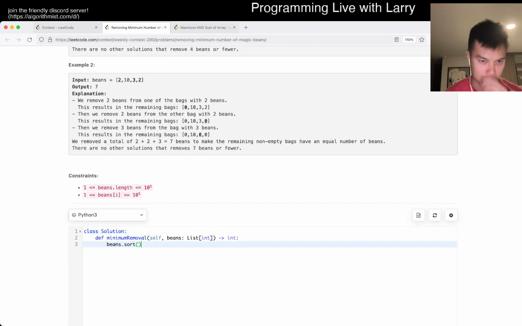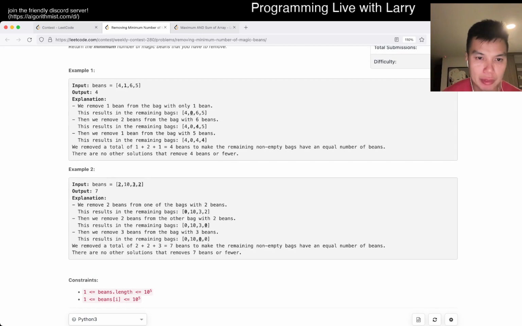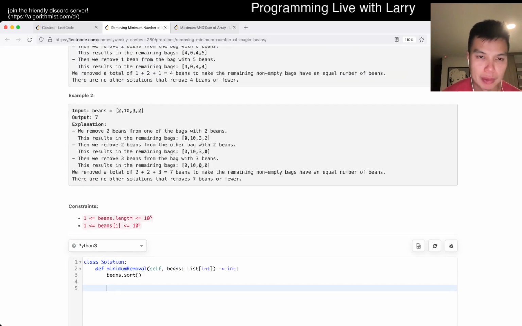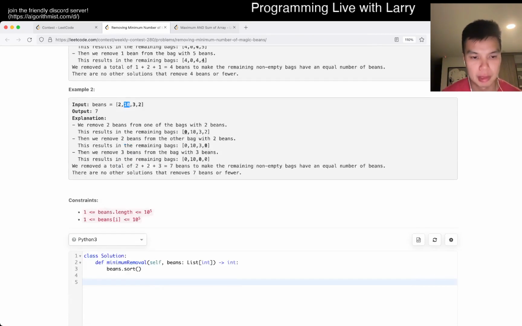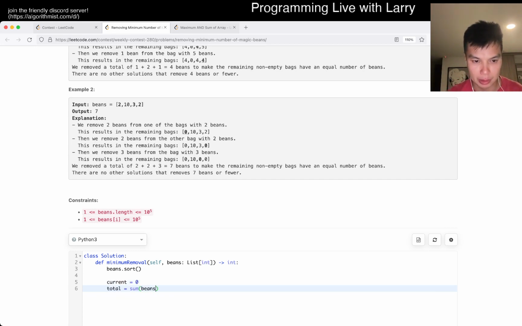First we sort, and then that means everything's small, and we could try the number. Okay, what does that mean by trying the number? Everything bigger than it will go down to it. So for 3, everything smaller than 2 we remove, and everything bigger we get, right? It's just, okay, that's not bad. Then we start at 0, total is 0, sum of beans, and that's a possible answer.